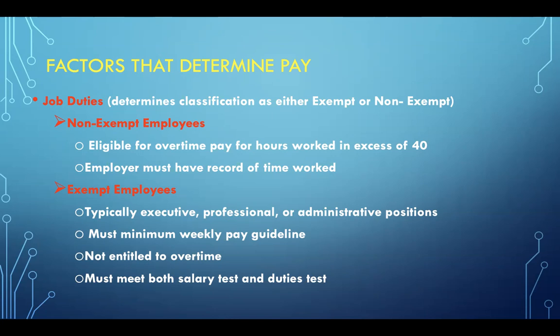All right. So non-exempt employees are mainly your hourly employees. They are eligible for overtime pay for hours worked in excess of 40 hours. Employers must have a record of time worked, using some type of time clock, to be able to do that. Exempt employees are typically in executive, professional, or administrative positions. They must have minimum weekly pay guidelines, but in most situations, they're not entitled to overtime. For this to occur, they must meet both salary tests and duty tests.